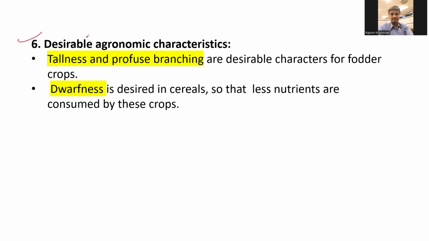So let's jump on to the next one. The sixth factor is desirable agronomic character. We will be doing hybridization. If you are forgetting the process, we are learning why we should do hybridization, why we should improve the variety.